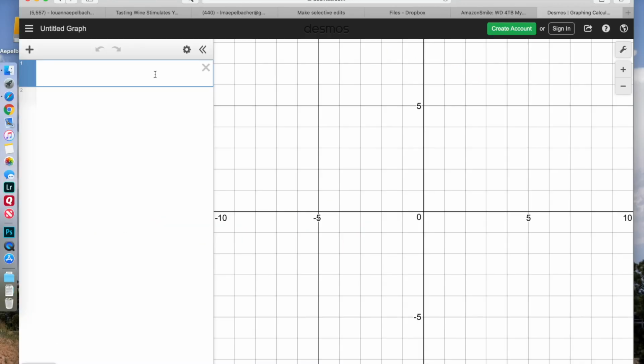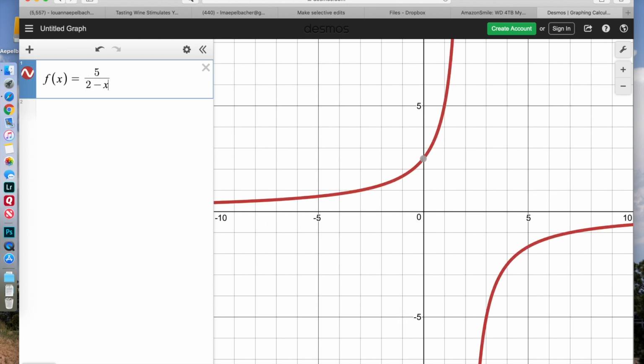This is the graph that goes with number 3b, and that's f of x is equal to the fraction 5 over 2 minus x, and you want to type the slash for divide. In your phone or in your tablet, you just type the divide sign, and in a laptop like I have here, you would hit the slash key for divide. That should be fairly intuitive.